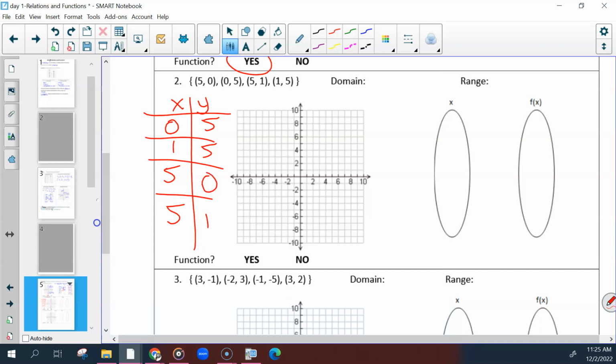Plotting our points, (0, 5) would be on the y-axis. (1, 5) would be right outside of that. (5, 0) would be on our x-axis. And then (5, 1) would be right on top of that.